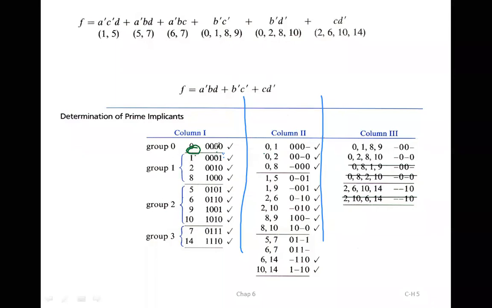Now when you're comparing group 1 and group 2, 1 should be compared with 5. So when I compare 1 with 5, it is 0 hyphen 0 1. Why? Because the second bit is only changing in 1 and 5. The remaining 3 are the same. Next, 1 should also be compared with 6. When I compare 1 with 6, 3 bits are changing, if you can see. 0 is as it is, but here 0 is changing to 1, 0 is changing to 1, 1 is changing to 0.